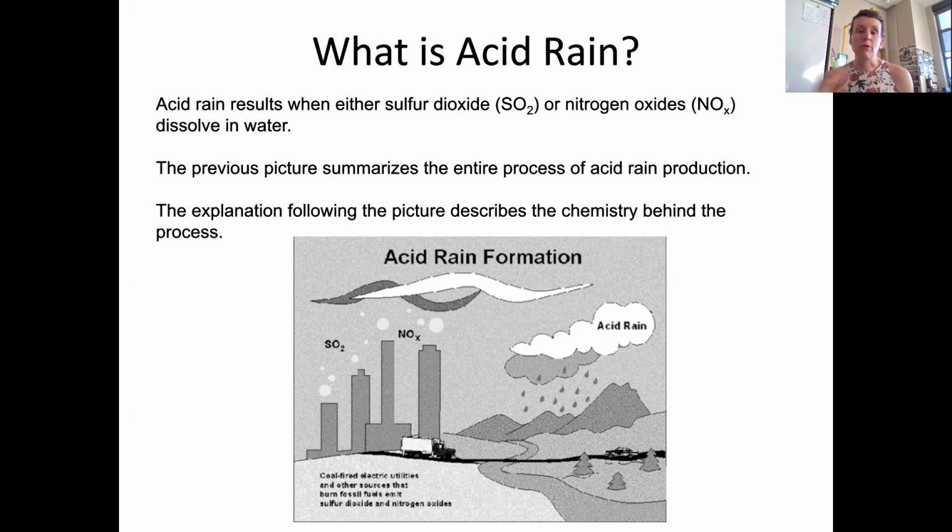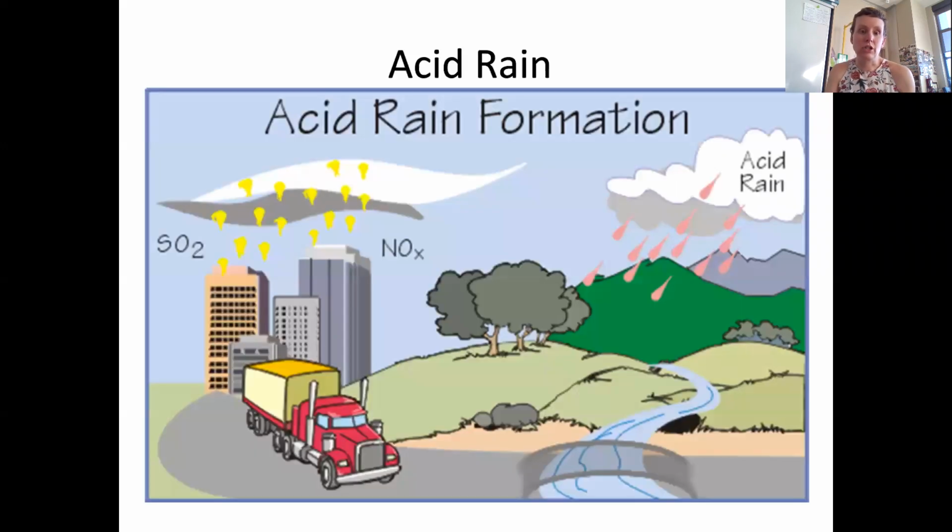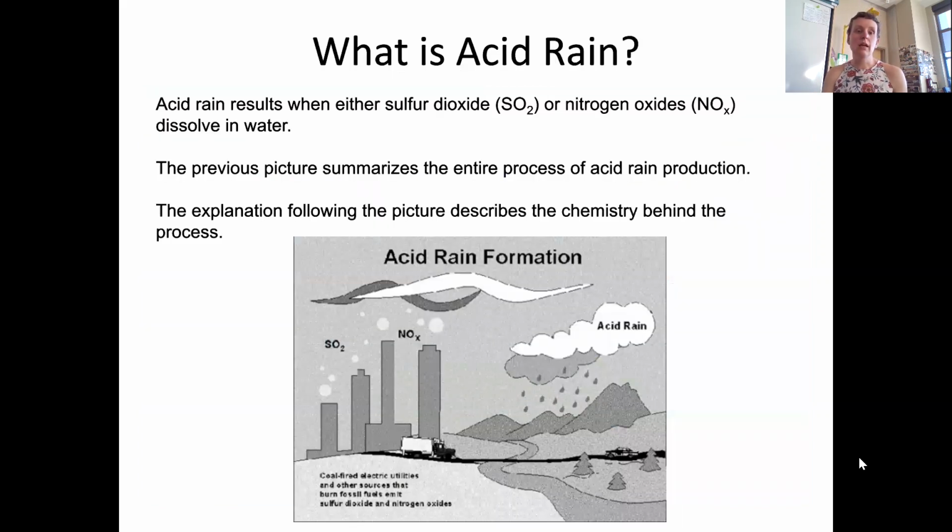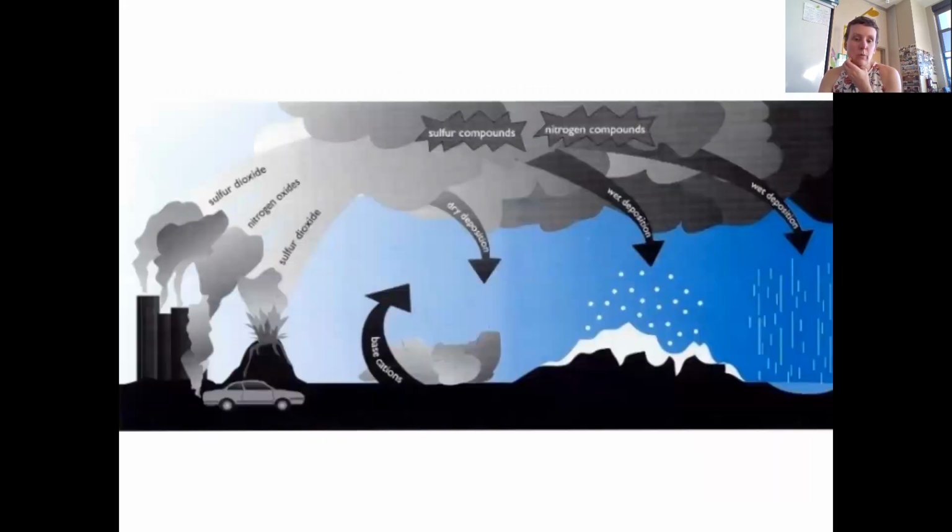The previous picture summarizes the entire process of acid rain production. You have your sulfur dioxides and nitrogen oxides rising up from these buildings, and then they get carried with the clouds over and they fall as rain somewhere else. But we're going to talk about that in more detail, okay? The explanation following the picture describes the chemistry behind the process. So this again is another one of these that just sort of summarizes, but we're going to go through it in more detail now.